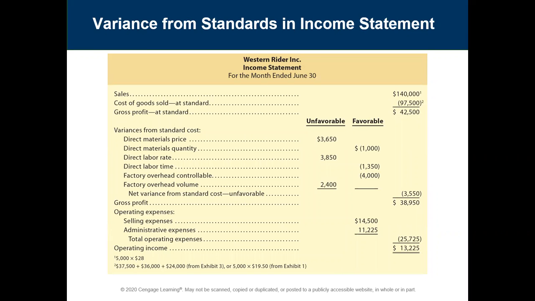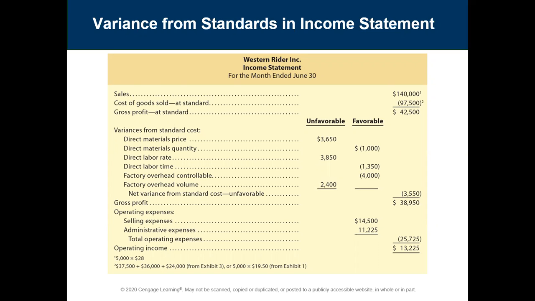Sometimes we're asked to do an income statement that breaks down the variances. So you'll see at the top, it has sales, cost of goods sold at standard, and the gross profit at standard. That tells you what you would expect your cost of goods sold and gross profit to be. And then in this middle section, they'll actually have the variances from the standard cost.